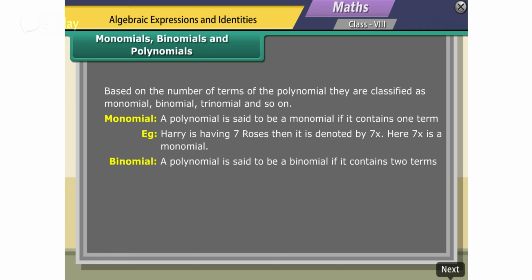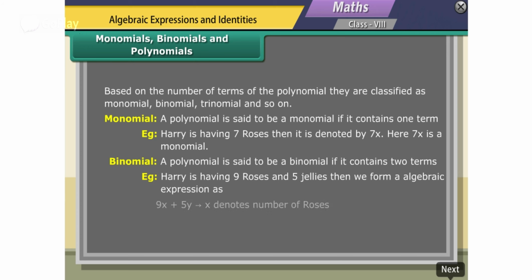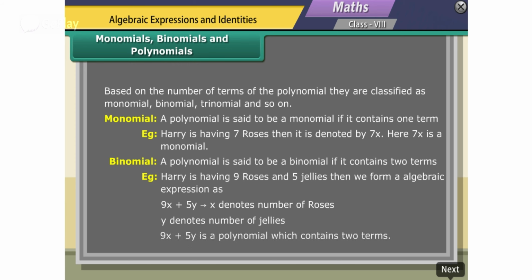Binomial. A polynomial is said to be a binomial if it contains 2 terms. Example: Harry is having 9 roses and 5 jellies. Then we form an algebraic expression as 9x plus 5y. X denotes the number of roses. Y denotes the number of jellies. 9x plus 5y is a polynomial which contains 2 terms.